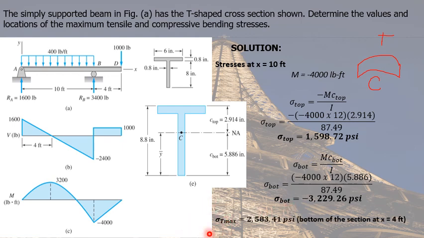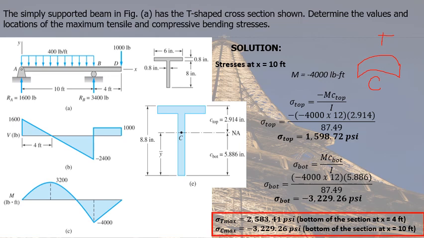Now, our maximum tensile stress is equal to 2,583.41 psi, which occurs at the bottom of the section at x equal to 4 feet. And our maximum compressive stress is equal to negative 3,229.26 psi, which occurs at the bottom of the section at x equal to 10 feet. So these are our final answers.